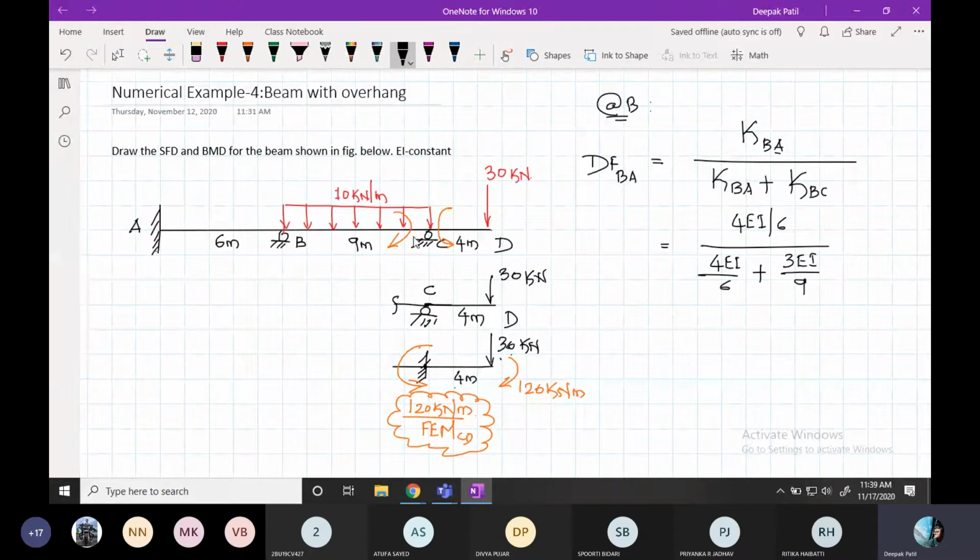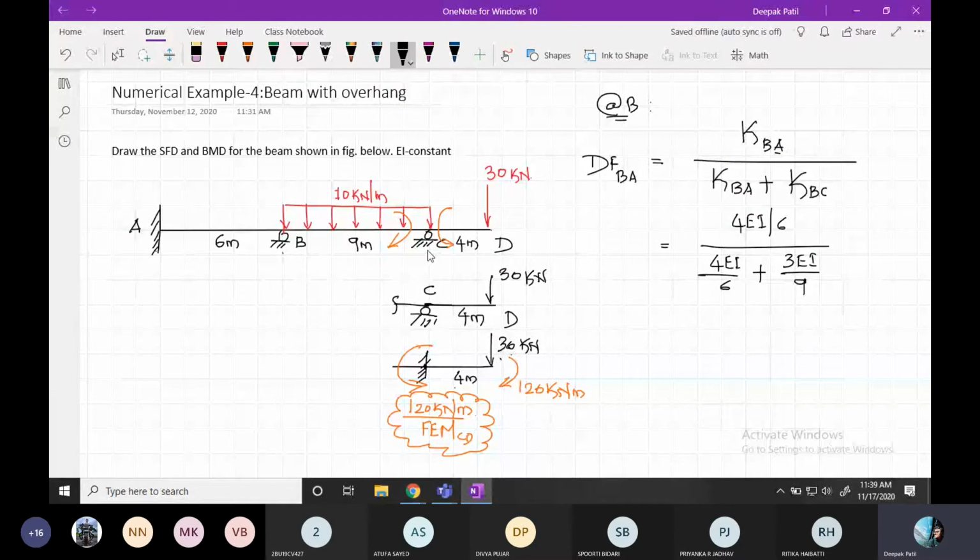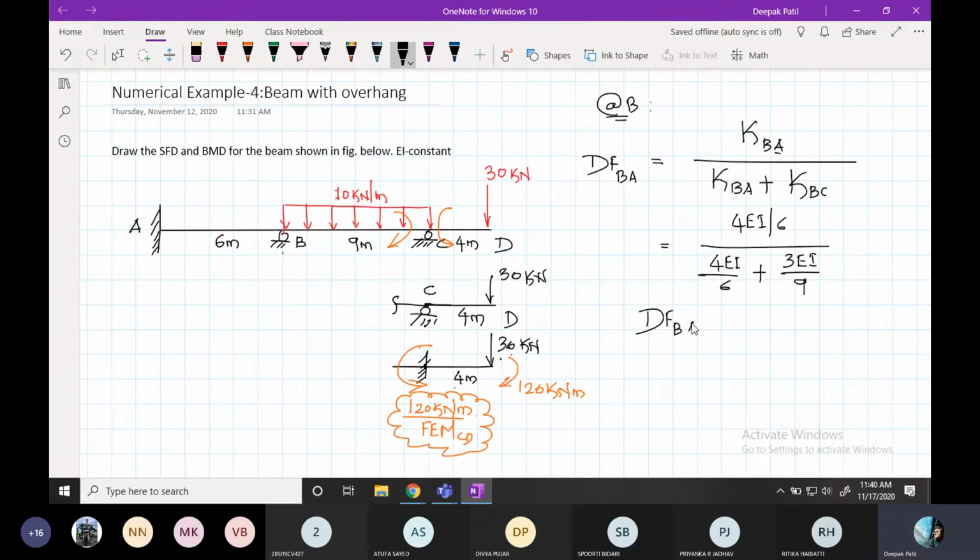But also you can say that, sir, it is an intermediate support. So why should I not use 4 EI by L? No, because it is not an intermediate support. We can call it an intermediate support only if after this there is one more support. Now, if you see B, after B there is a C, so I can call B an intermediate support, but I can't call C an intermediate support. It should be called an end support only. And we know that for an end support, which is a pin or roller, we have to use 3 EI by L.